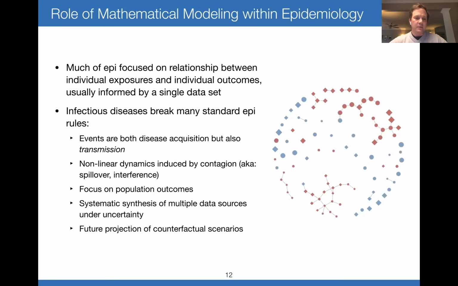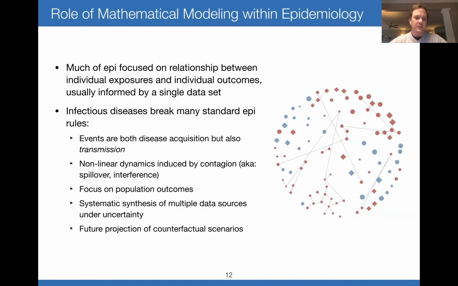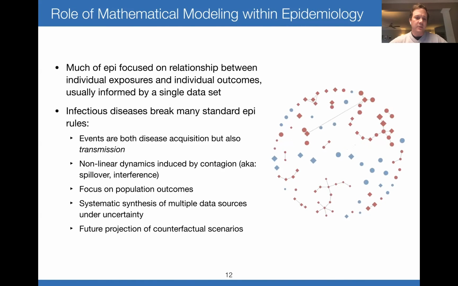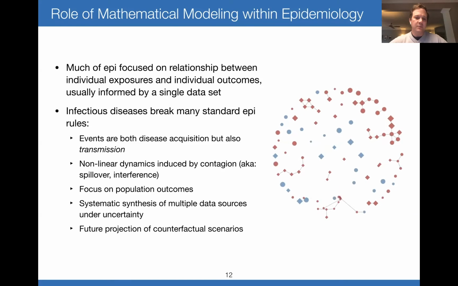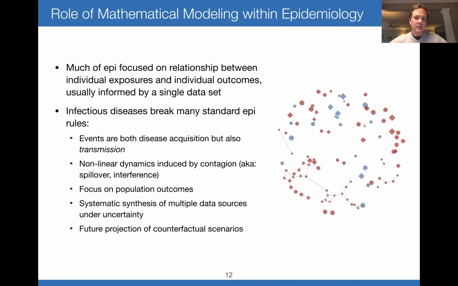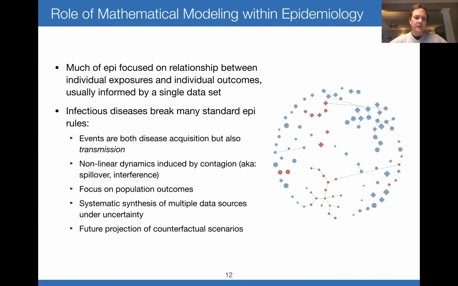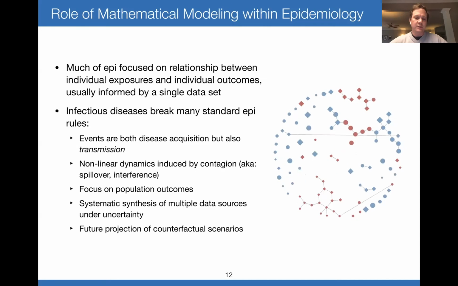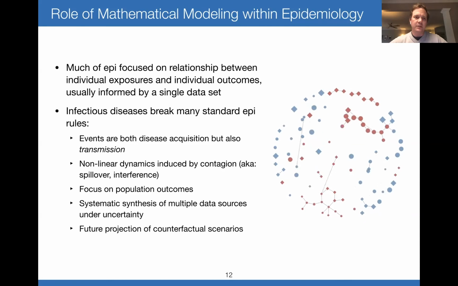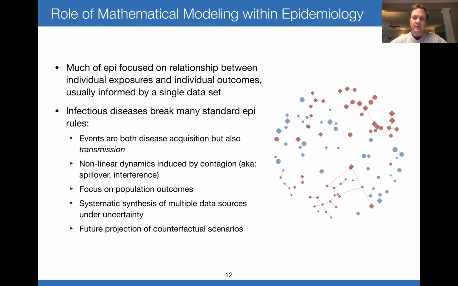epidemics over time. We're often concerned about not just individual outcomes, but population outcomes. We're working in the context where we need to synthesize systematically multiple data sources under a lot of uncertainty instead of working with one data source. And we often are needing to do some future projections of different counterfactual scenarios that we don't have direct and immediate empirical data to support.